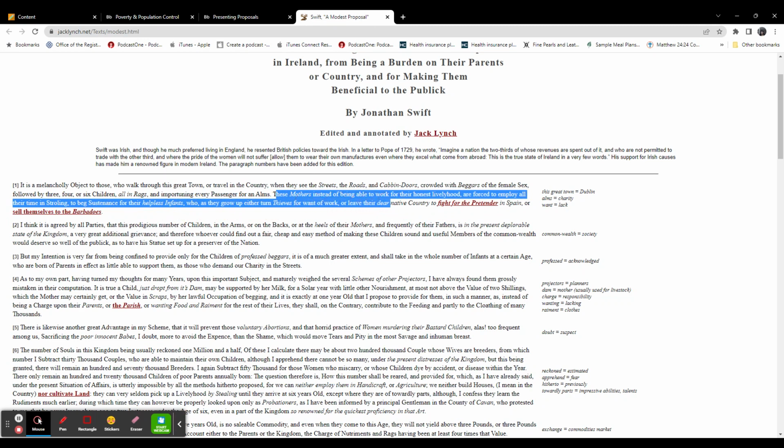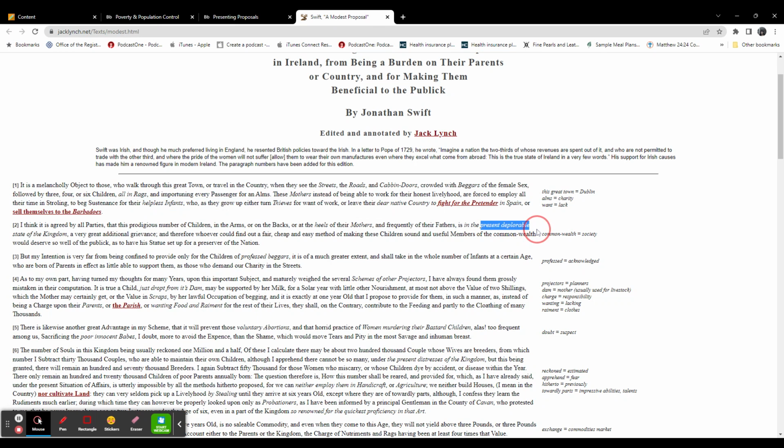Okay. Then he says, I think it is agreed upon by all parties that this prodigious number of children in the arms or on the backs or on the heels of their mothers, frequently of their fathers, is in the present deplorable state. So when he says present deplorable state, we're talking about the economic issues that are going on with the state as well as the colonial influences. That is an additional grievance. It's not just she has kids, but she has this prodigious number of kids, and doing so within our current economic and financial state, right? So this is a sort of 2 to 3 part problem.